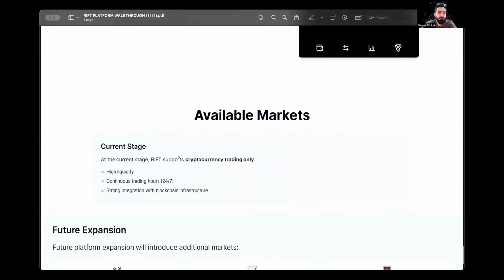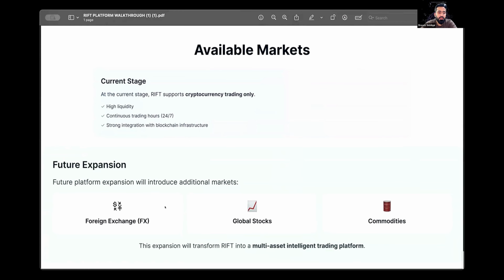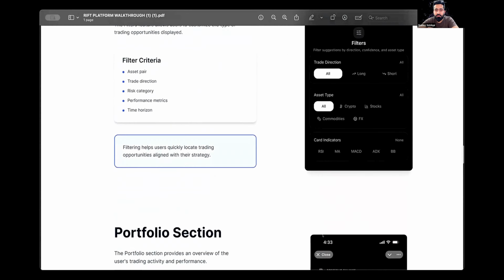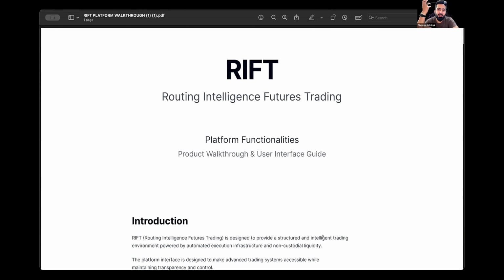At the current stage, we are supporting cryptocurrency trading only. Then we are expanding with forex, global stocks, commodities, all of them. So this is how simple Rift is. This is how exceptional and user friendly it is. You just click, click, click, execute the trade, and let your funds do the job in the automated trading engine.